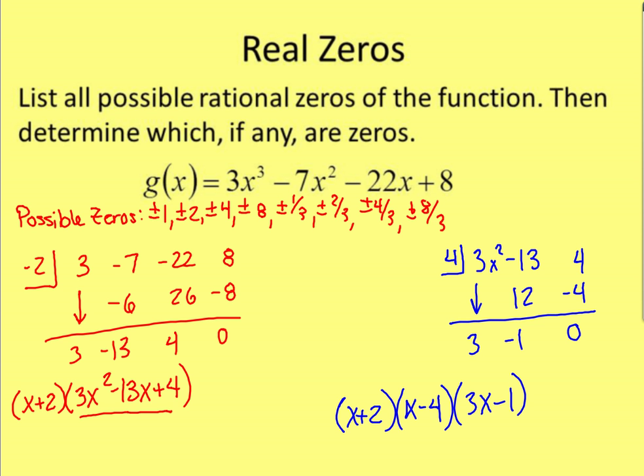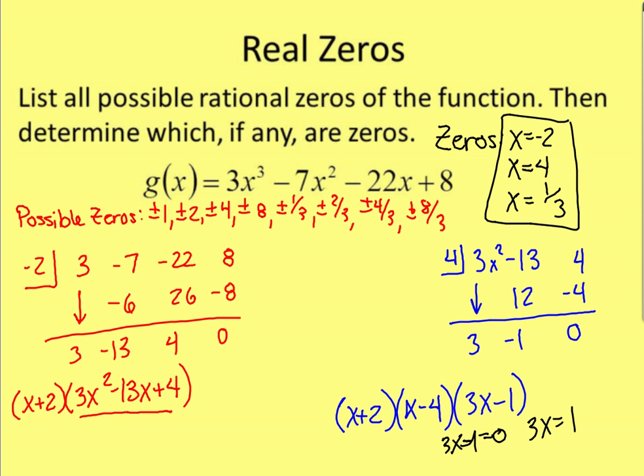So if this is how we are factored down to the farthest, our zeros would be, if we pull the 2 out, this is going to give us x is -2. If we pull out the 4, this is going to give me x is equal to positive 4. And if we set 3x minus 1 equal to 0, take the 1 to the other side, that gives me 3x is equal to 1. Divide both sides by 3, you will get x is equal to a positive 1/3. And if you notice, all of those values are in the list of possible zeros.